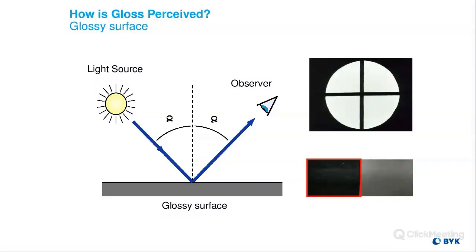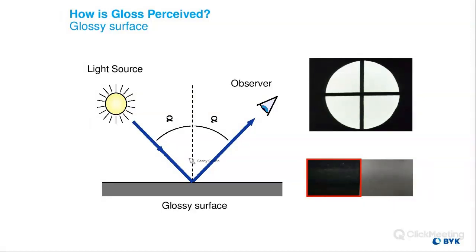How is gloss perceived? Here we have a glossy surface, and all that means is when you have a directional light source, meaning the light's coming from one direction as opposed to all around, like a lamp with a single bulb or the sun, and that light hits a surface, some of that light is going to bounce off or reflect off at the specular angle, which is this alpha angle you're seeing here. That's where the observer is positioned, and some of that light is going to be diffused.